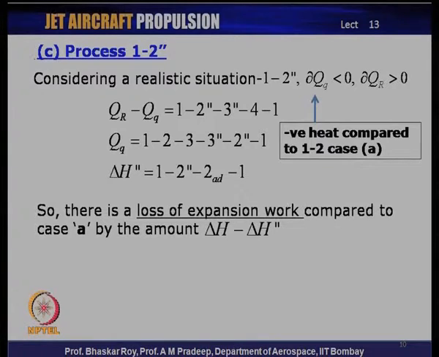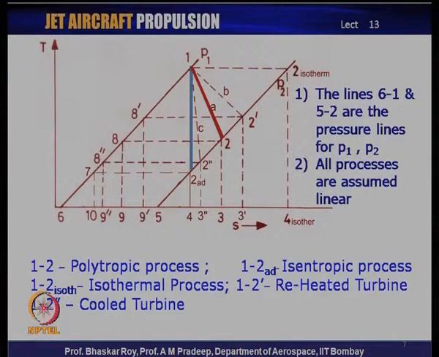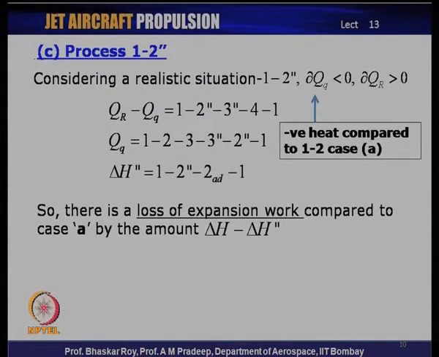And we will go back to the diagram with this delta H double prime, which is now 1 2 double prime to adiabatic 1. This means 1, 2 double prime, 2 adiabatic 1. This is the amount of work that is finally not being available to the turbine for work, that the energy has to be expended. So, there is a loss of expansion work compared to case A, that is the difference between delta H and delta H double prime.